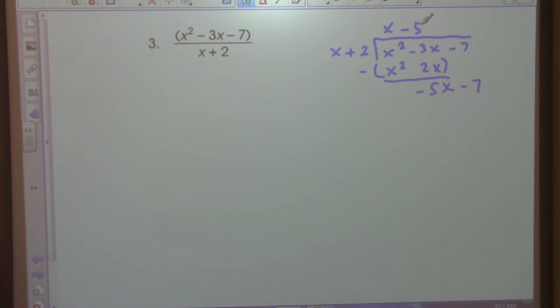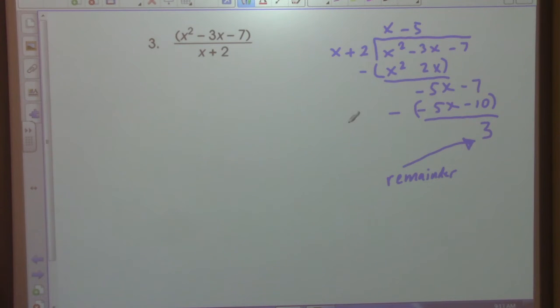And so we have negative 5x divided by x, which is negative 5. Then we have negative 5 times x, which is negative 5x, and negative 5 times 2 is minus 10. I'm so lost. Now we subtract, and we get negative 7 minus negative 10, which is 3. So this right here is our remainder.